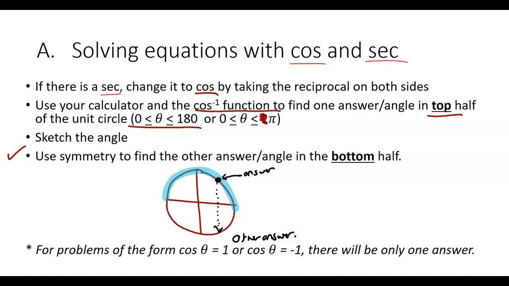There will always be 2 answers, okay? Now there is an exception to that statement. Sometimes there's only one answer, and that's if cosine equals 1 or negative 1. In those cases, you're only going to have one answer for those. Those don't have any symmetrical answers, so the answer that your calculator gives you will be the only answer that you get. But for all other ones, our calculator is going to give us an answer from the top half, and it's going to be our responsibility to use symmetry to figure out what the other answer on the bottom half would be.